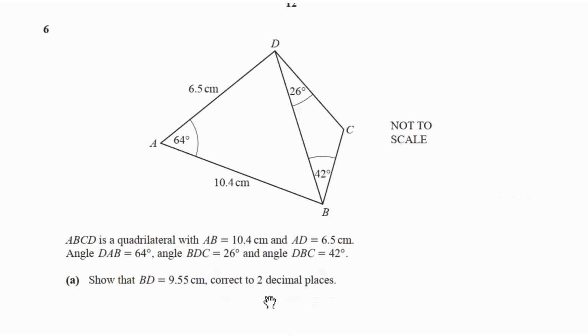Question 6: ABCD is a quadrilateral with AB equal to 10.4 centimeters, AD is 6.5 centimeters, angle DAB is 64, angle BDC is 56, and angle DBC is 42. Show that BD equals 9.55 centimeters, correct to 2 decimal places.